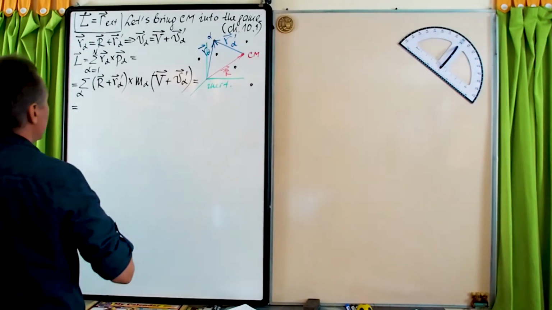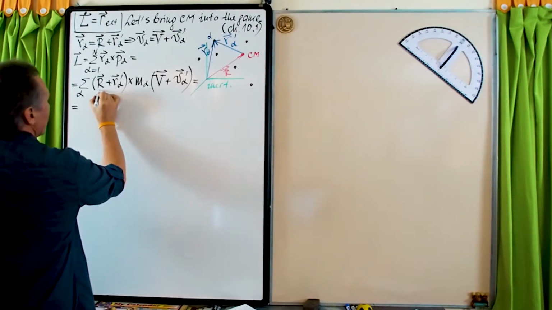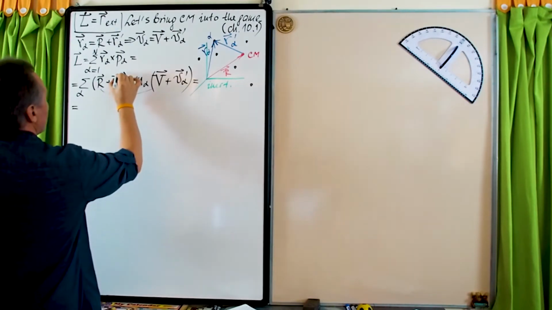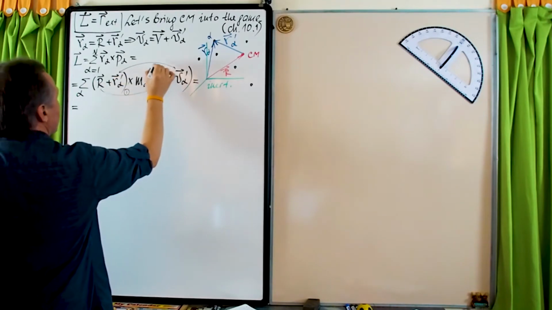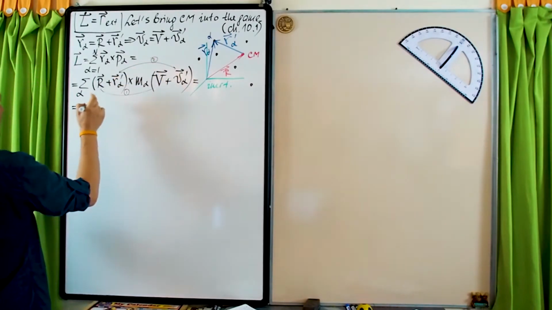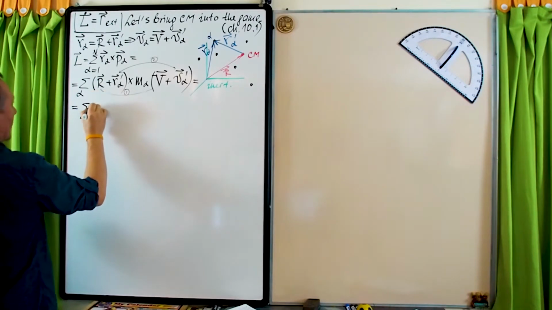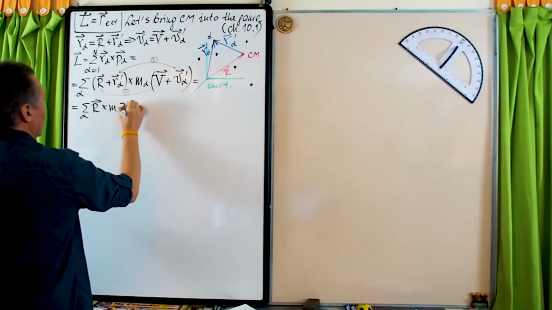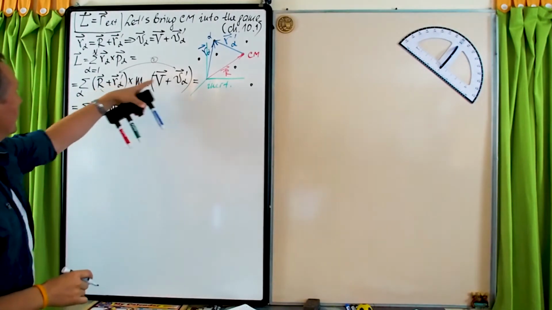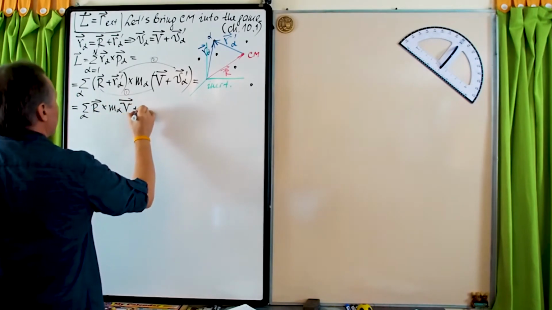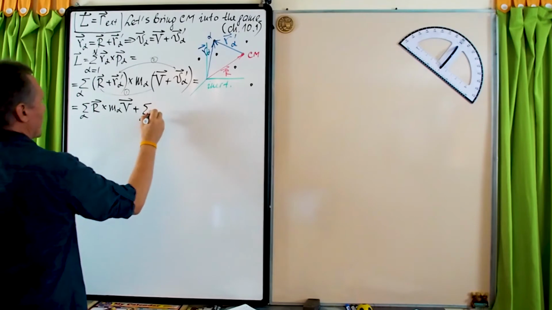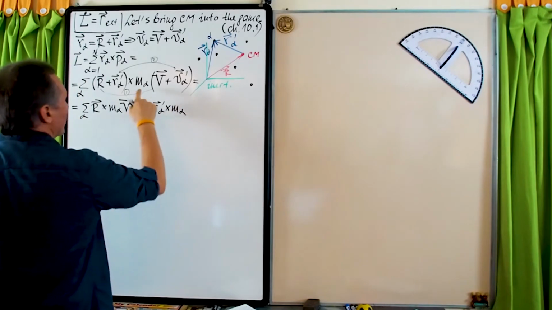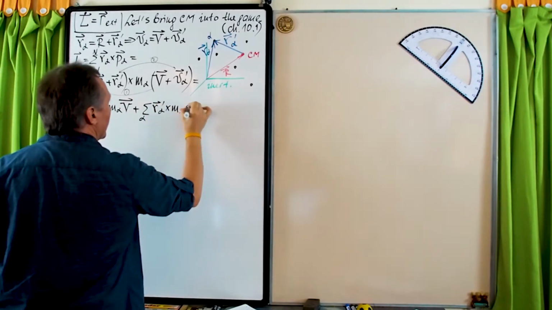So first I will take this with that. It will be my term number 1. Then term number 2 will be that and this. So first one, summation over alpha R crossed with M alpha and V. That's my first term. Second, I will take these two guys: plus summation over alpha, R alpha prime cross M alpha and this last one, V alpha prime.